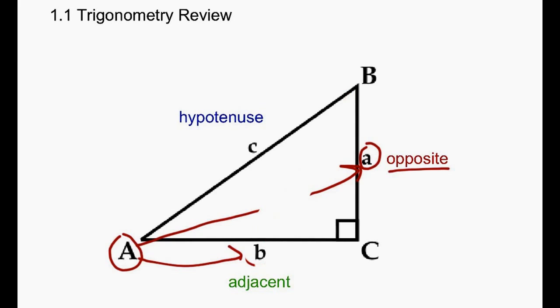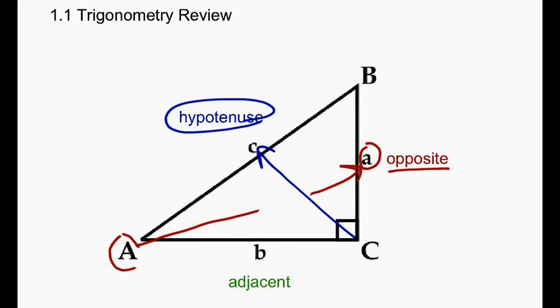And the last one is the hypotenuse, and the hypotenuse is always the one across from our 90-degree angle. So the hypotenuse will never change. It'll always be across from our 90-degree angle, and it's also the longest slanted side of our triangle. So that one always stays the same. The ones you've got to be careful of are the adjacent and the opposite.